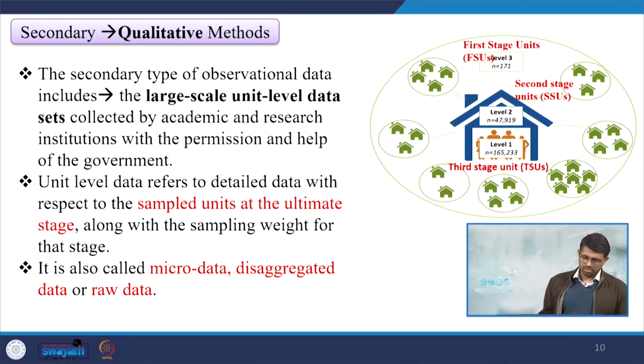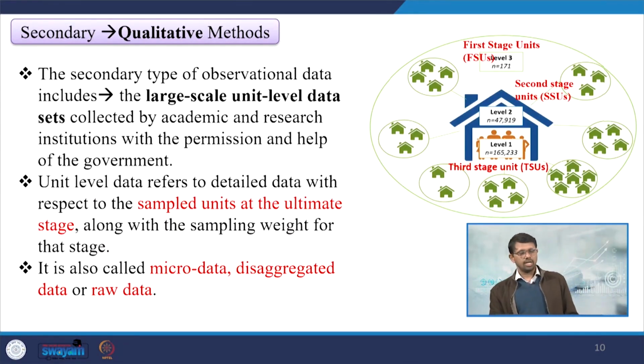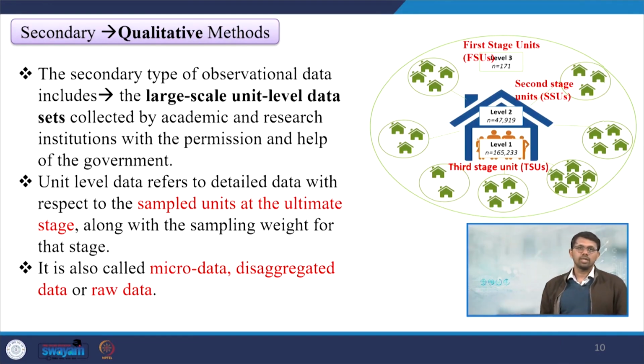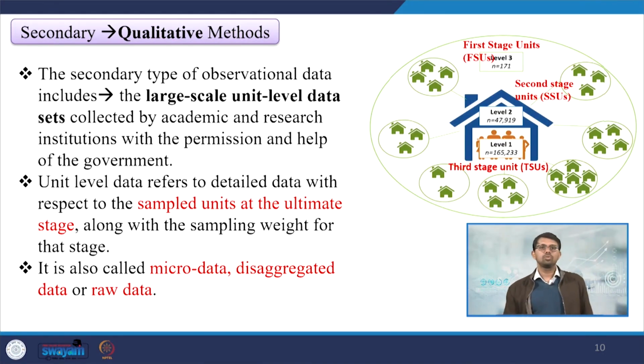Secondary data, as I already mentioned, is usually the large scale unit level data sets collected by academicians or by research institutions or the government of India, with all possible aspects, including ethical clearance, etc. So, unit level data refers to detailed data with respect to the sampled unit at the ultimate stage along with the sampling weight for that stage. As we have also discussed this aspect in my lecture on handling large scale data.